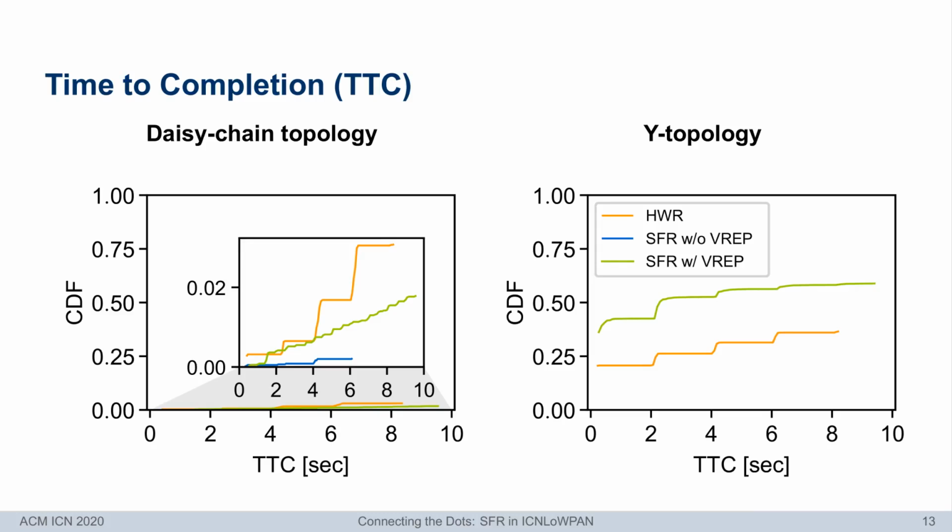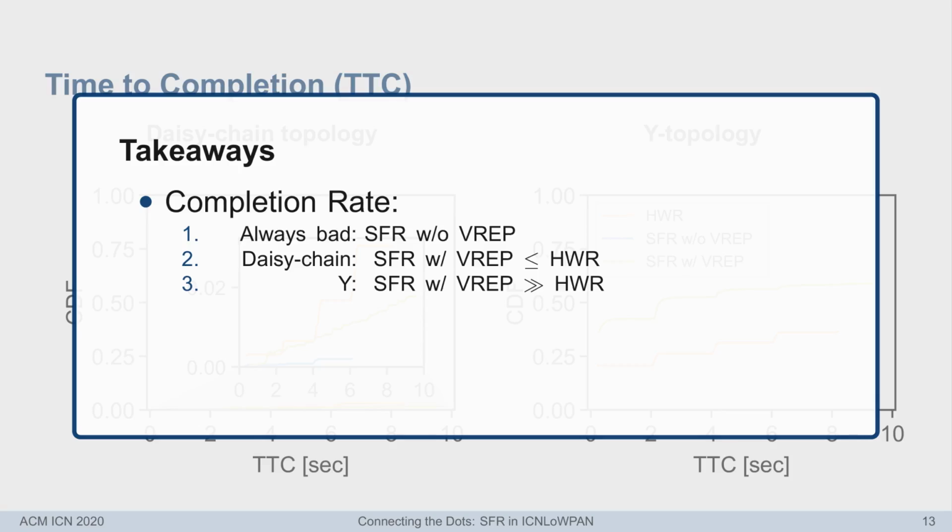Note that for the daisy chain topology we added a zoom in, as the completion rate never becomes greater than 3%. For the Y topology, we did not see any successful completed requests with SFR without VREP, which is why we do not see any CDF for it in the right plot. But also, in the daisy chain topology, we see only less than 1% of the requests completed. So, selective fragment recovery without the virtual reassembling endpoint extension performs completion-wise bad in both topologies.